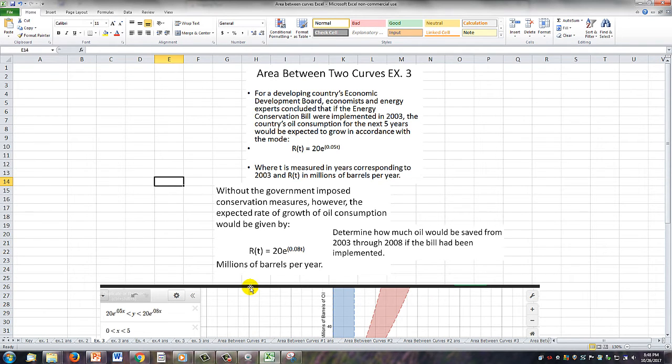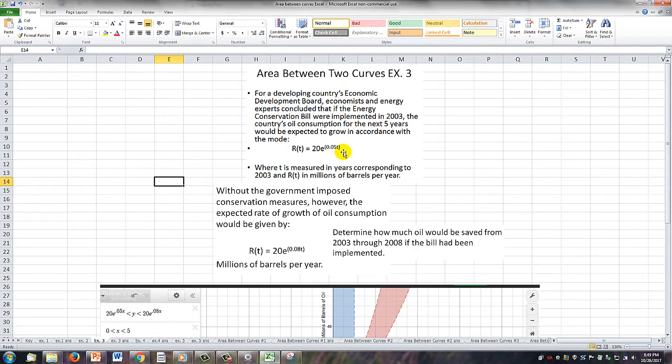Okay, so let's look at a word problem. This one says, for a developing country's economic development board, economists and energy experts concluded that if the energy conservation bill were implemented in 2003, the country's oil consumption for the next 5 years would be expected to grow in accordance with the model R of t equals 20e to the 0.05 t. So we're talking about growth, where t is measured in years corresponding to 2003, and R of t is in millions of barrels per year.